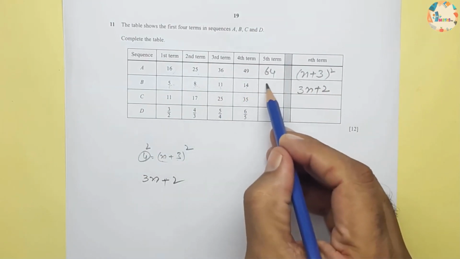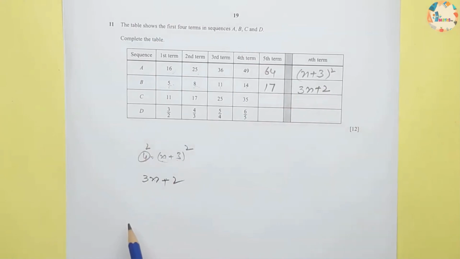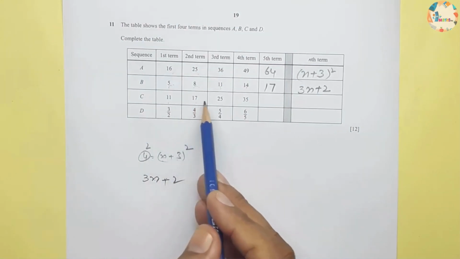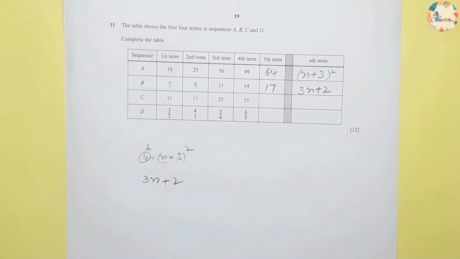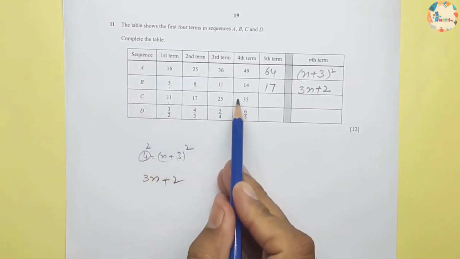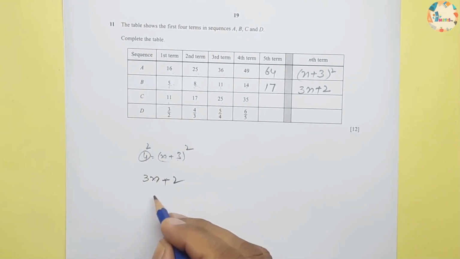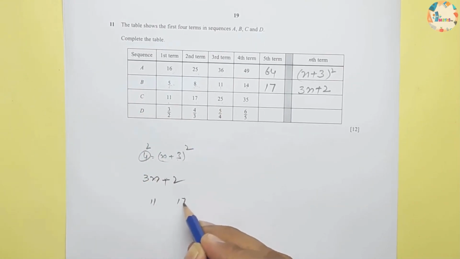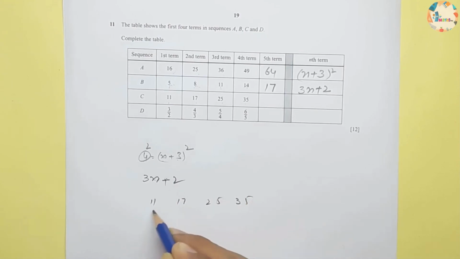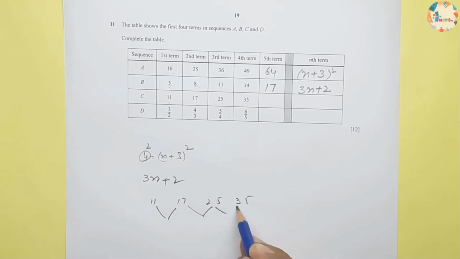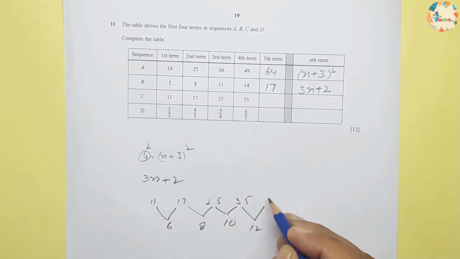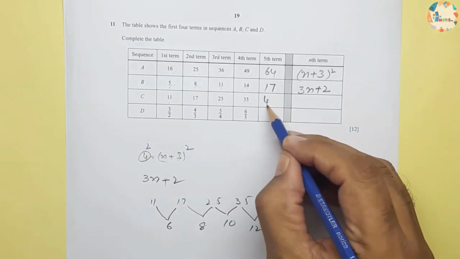So we'll add 3 to 14, we'll get 17. So this will be the 5th term. Next, we will have to understand this is 11, 17, 25 and 35. To solve this one, I'll write the terms over here, 11 and then 17, 25, 35. If we check the difference between these terms, 17 minus 11 will be 6, and 25 minus 17 will be 8, and this one will be 10. So next will be 12. So 35 plus 12 will be 47. So we can write here the term as 47.